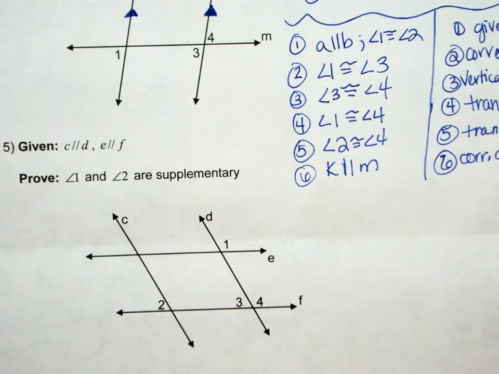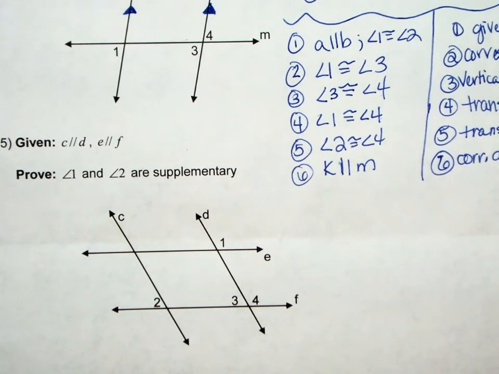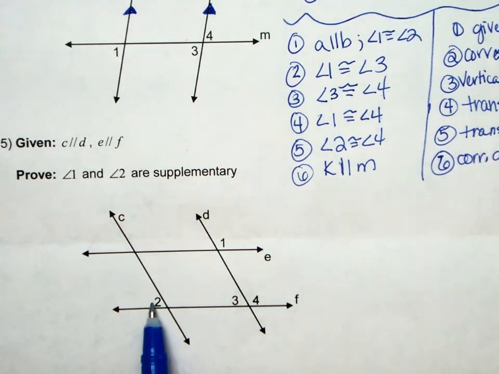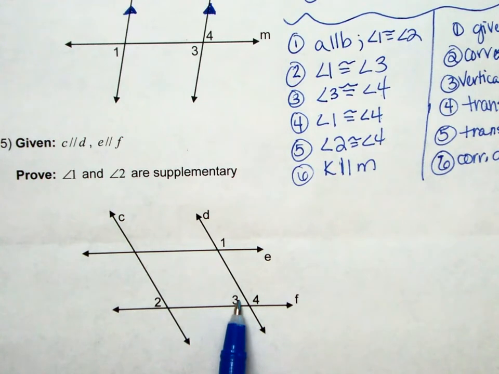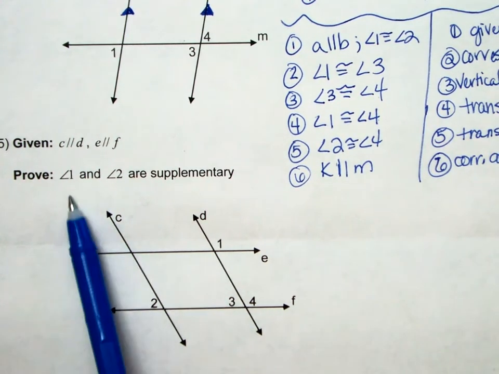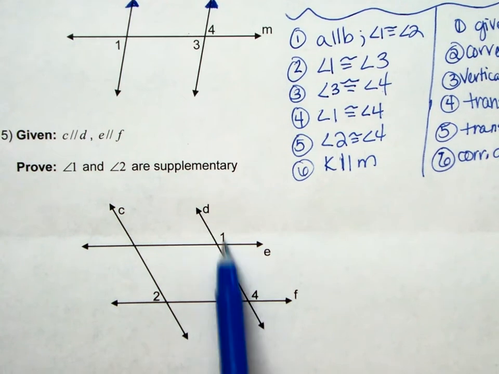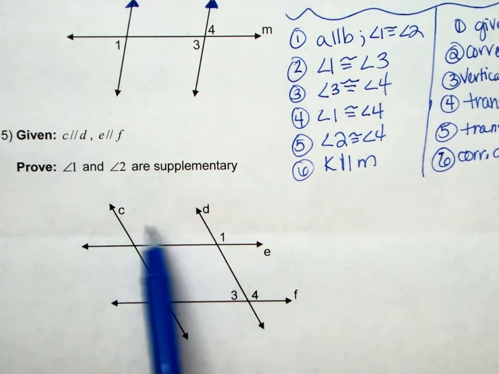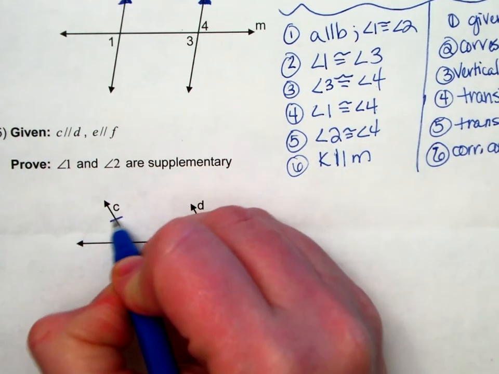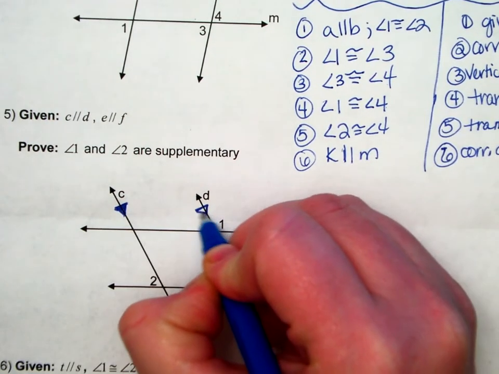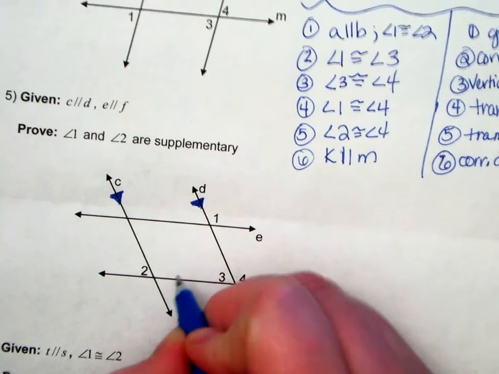We want to get 1 and 2 are supplementary. So based on parallel lines, we have angle 1 and angle 4, angle 2, angle 3. We need to get 1 and 2 being supplementary. So with the parallel lines, we're going to have corresponding angles because we have C and D being parallel to each other in our given. These are parallel. And then these ones are parallel.